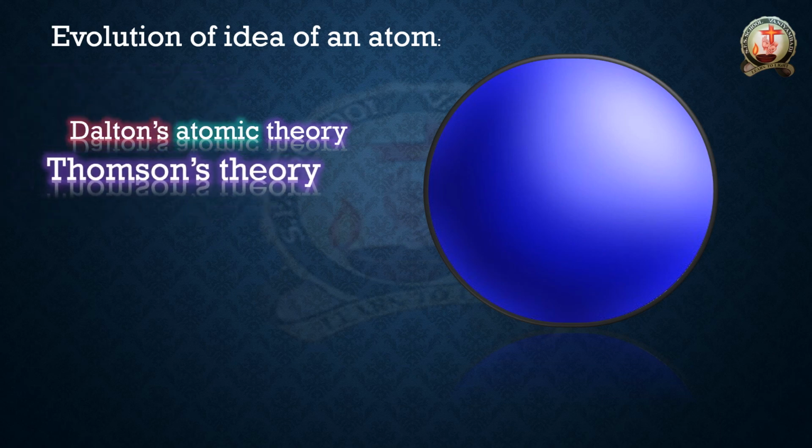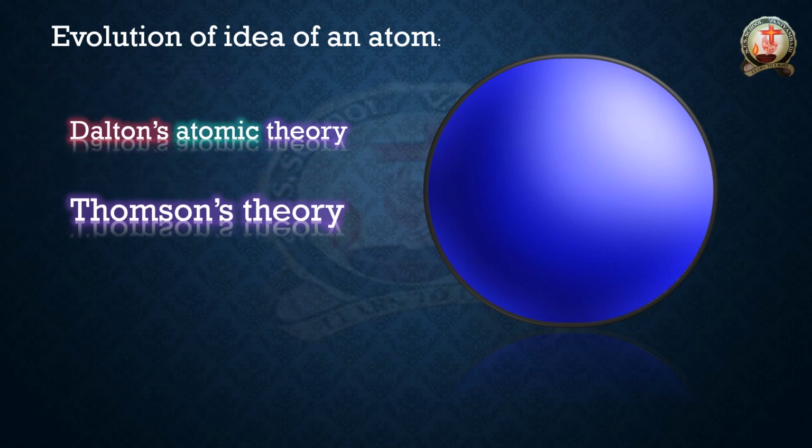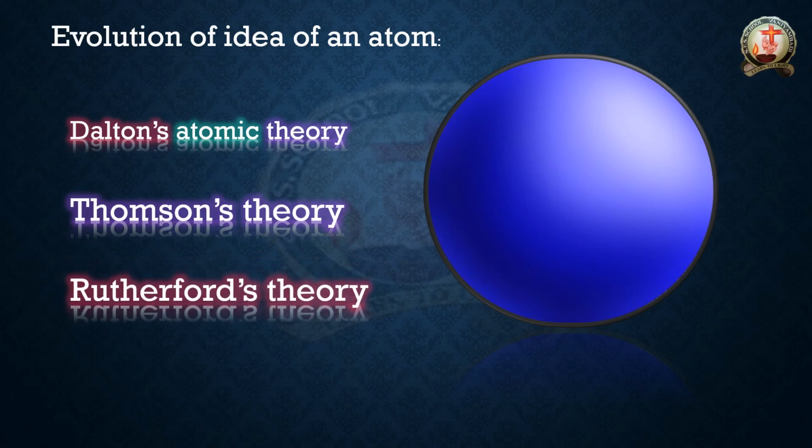Then the second one is Thomson's theory. The third one is Rutherford's theory. These three theories are very important. Dalton's theory is the oldest theory. Then the advanced version of Dalton's theory is Thomson's. Then the advanced version of Thomson's is Rutherford's. Now we are going to see the three important theories in this video.